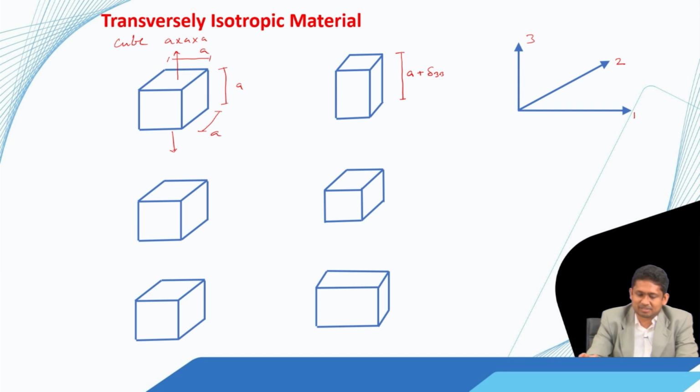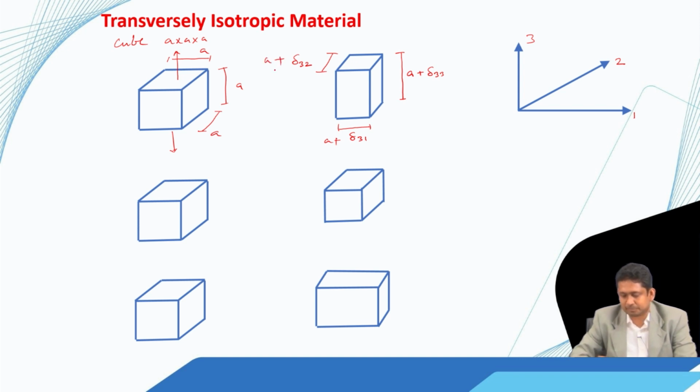So, delta 3 3 means change in dimension along the third direction due to a load along the third direction. So, the first index refers to the direction of load, and the second index refers to the direction along which I am looking at the change in dimension. Similarly, this can be written as delta 3 1, the change in dimension along direction 1 due to a load along direction 3, and this we can write as delta 3 2. So, this is A plus delta 3 1, and this is A plus delta 3 2.